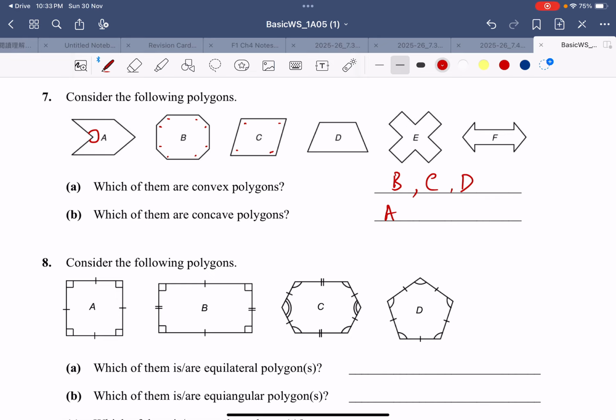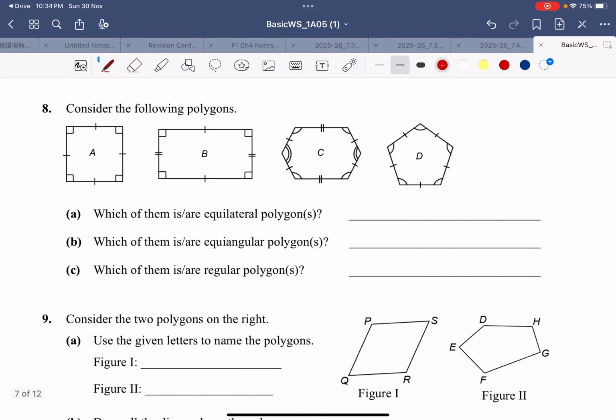And D is also a convex polygon. Check all angles. This angle is larger than 180. So this is a concave. And also this angle. These angles are greater than 180. So F is a concave polygon. Quite simple, right?